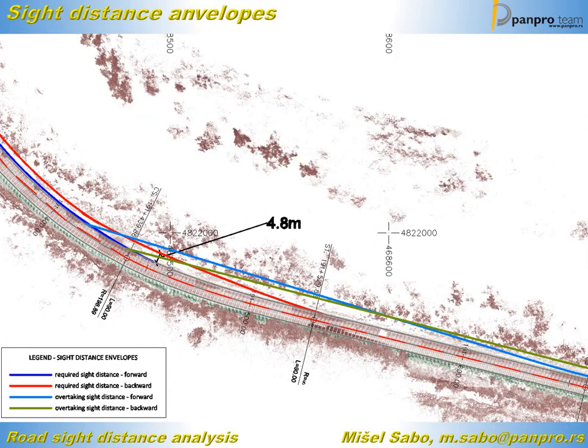On this slide you see an example of a layout plan with envelopes of required and overtaking sight distances. We mark the distance from the edge of the road to the red-colored envelope of required sight distance for the backward direction, which is 4.8 meters. You can notice that the wider removal of vegetation is due not only to overtaking, but also to the required sight distance. Also, GIS layers can be created from the sight distance envelope, which can be compared with GIS layers related to data on traffic accidents, which is of particular importance for analyses of traffic safety issues.